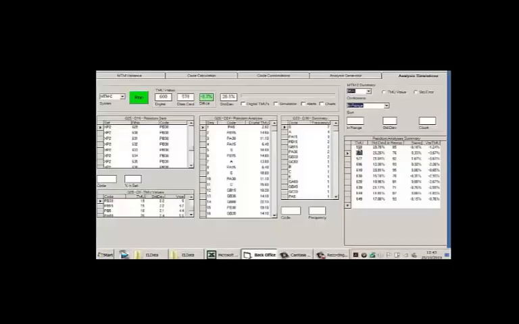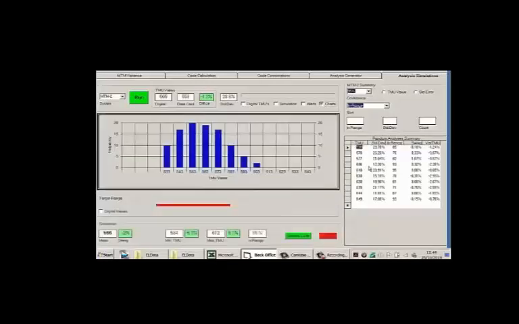Step is the highest one there, PA15, PA30, PA30, PA15, PA30, etc, etc. If I now click this box, we can now see the distribution of MTM-1 analyses for that particular MTM-2 analysis.